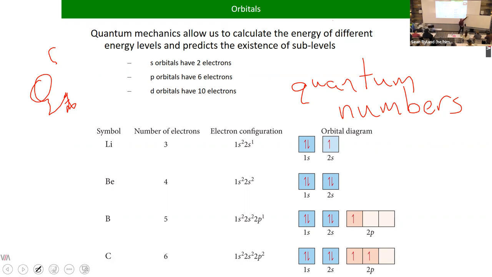Basically, every time you go. And really, I should probably, since I keep using the word up, reverse this. You're always going to start at the lowest energy state. And then once you fill up that low energy state, then you start filling up the higher energy states.